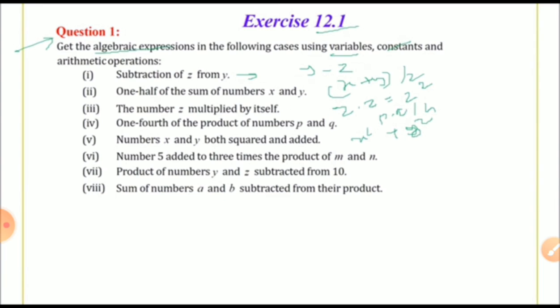Number 5 added to 3 times the product of m and n, so mn into 3, isn't it? And write the 5 after the number. 3 times means 3mn plus 5. Product of numbers y and z subtracted from 10: 10 minus y into z. Last one, sum of numbers a and b subtracted from their product.